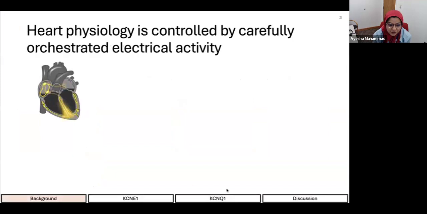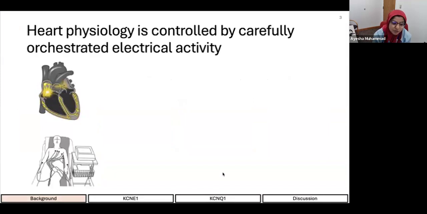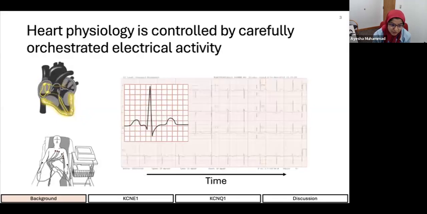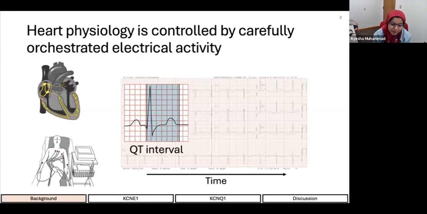So we're going to start with a 10,000 foot view as to why we're going to look at the IKS complex. Heart physiology is controlled by carefully orchestrated electrical activity. We can usually measure this electrical activity by placing probes on a patient's chest and measuring something called an EKG. If you zoom into the EKG, you'll see one of these complexes. And there's an interval that cardiologists measure that can be important called the QT interval, highlighted here.